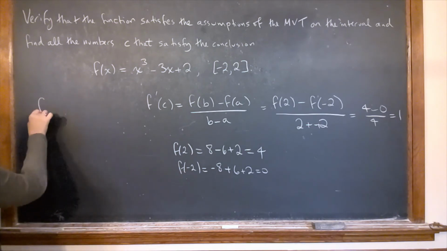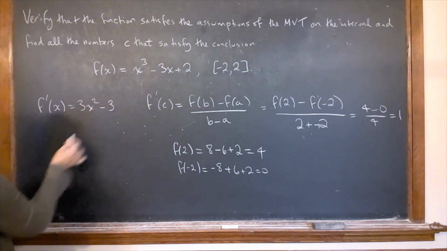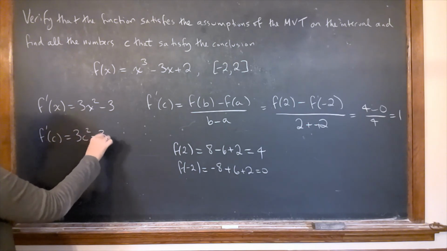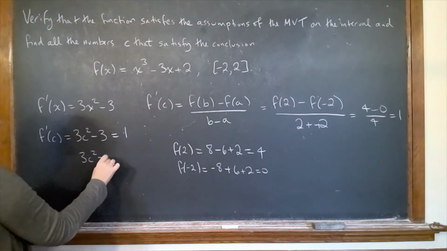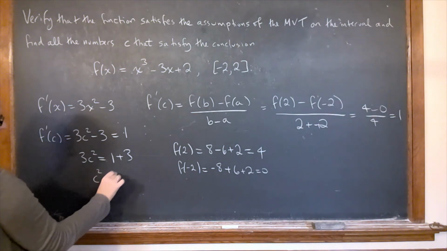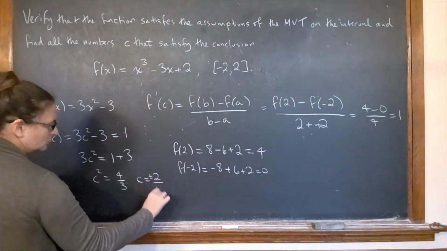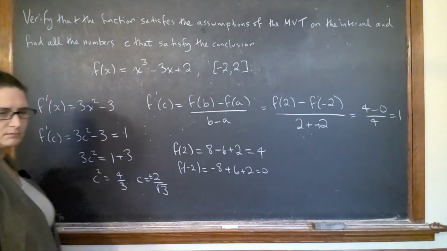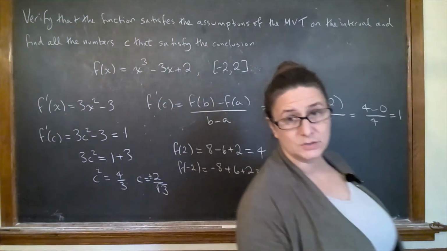Okay, here's f of x. f prime of x is 3x squared minus 3. So f prime of c is 3c squared minus 3. And I want that to be equal to 1. So what I have, 3c squared is 1 plus 3. All right, so c squared is 4/3. c is plus or minus 2 over root 3. Okay, so there are my two c's, right? And they're both going to be in the interval because the interval is from -2 to 2.